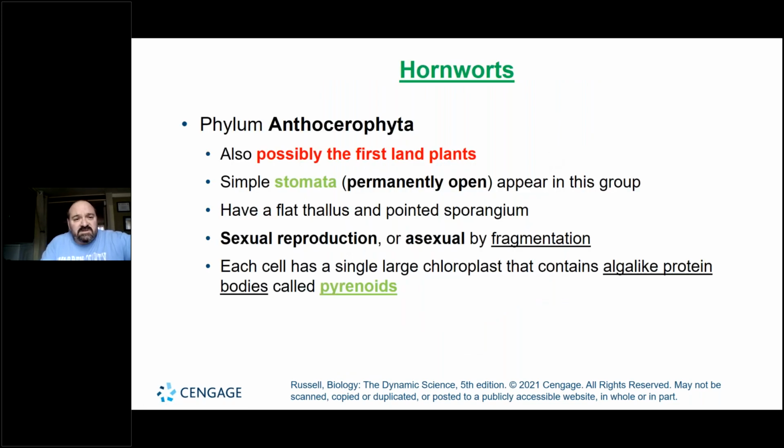Hornworts, okay, so hornworts have a very unique appearance and look kind of like a horn, and possibly they were considered the first land plants. Now the stomata here are permanently open; they're not opening and closing depending upon the environment they're living in, okay. They also have sexual and asexual reproduction. And look here, each cell has a single large chloroplast that contains algal-like protein bodies called pyrenoids. And this is involved in photosynthesis, okay?